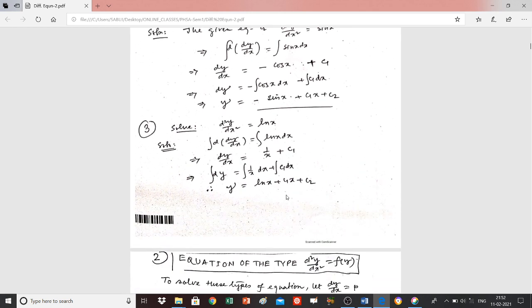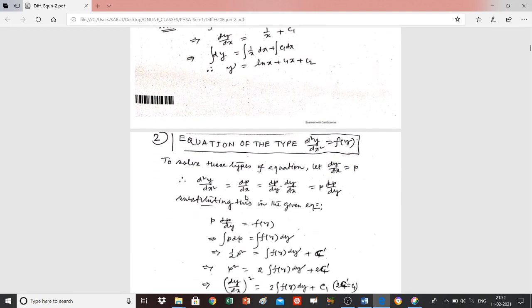Number 3 is here, d2y by dx square is log x, and you can write that this term is d/dx of dy by dx, and from there you can write d of dy by dx is equal to log x dx, integrate both sides. So dy by dx is equal to 1 by x plus c1, and again you can write dy is equal to 1 by x dx plus c1 dx, then integrate both sides. So y is equal to log x plus c1x plus c2. This is the complete solution.